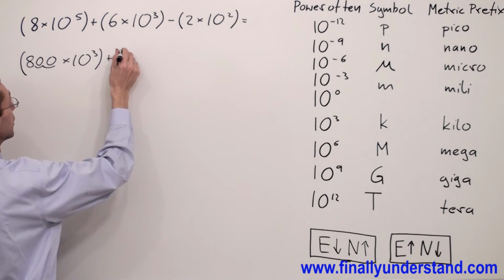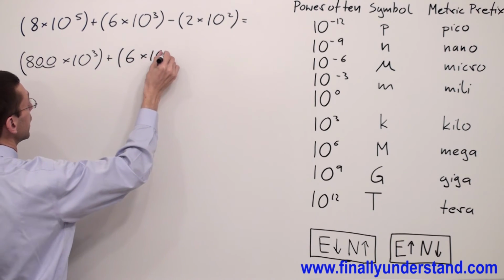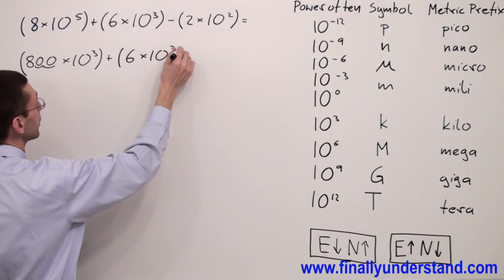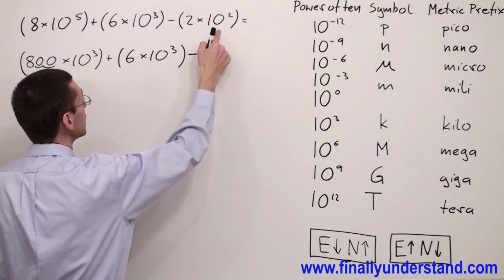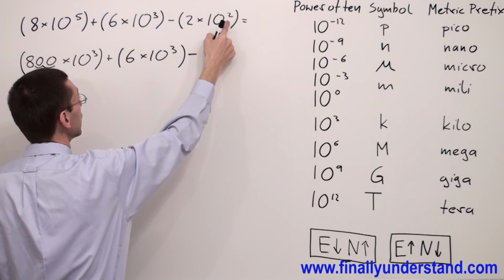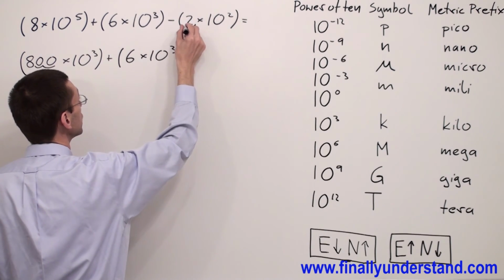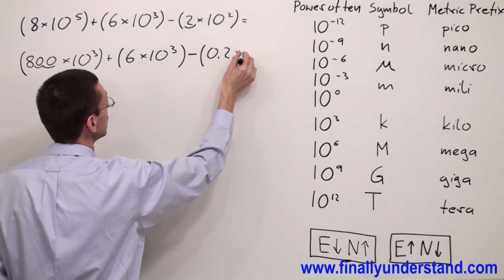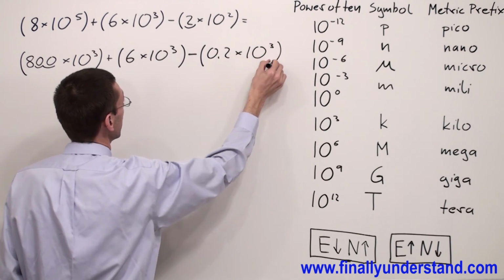Plus, copy down, 6 times 10 to the third because I have the same exponents, minus, and this time I have to convert 2 to 3. Exponent will go up, number has to go down. It means I have to move my decimal point once to the left. That's why I'm going to have 0.2 times 10 to the third power.